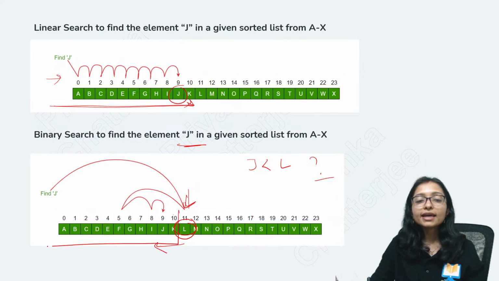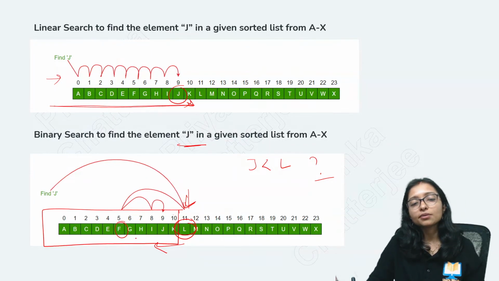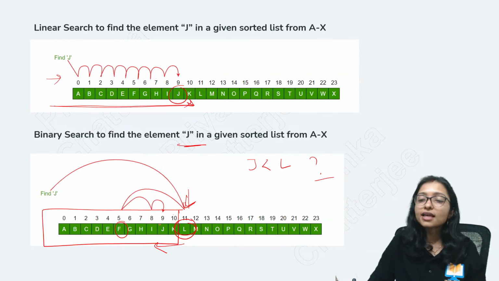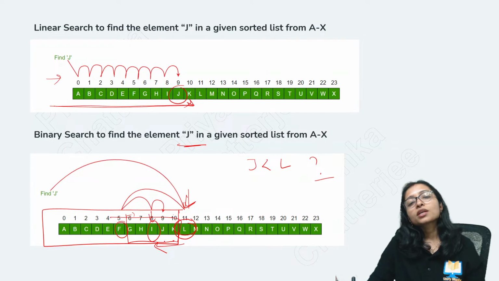So again, on the left hand side I will try to find out which one is my middle element. This is my middle element. Now, is j greater than or less than? Greater than. So now in this position I will try to find out. After that, again this is my middle element. So is j greater than or less than? Now finally I am getting here.